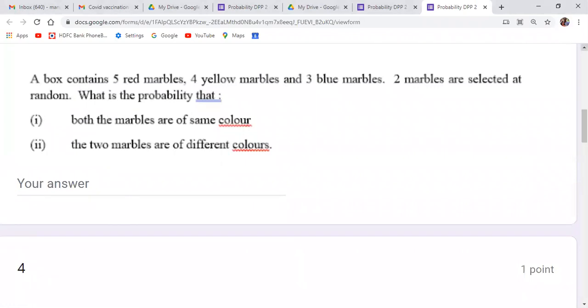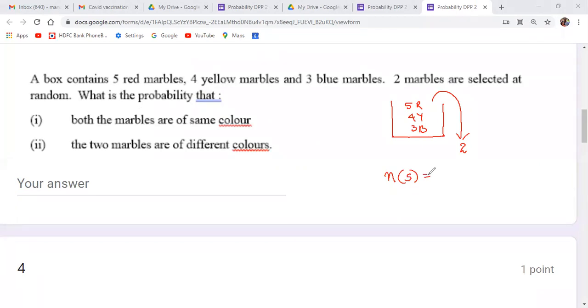Okay, read question number 3. Imagine the diagram. A bag has 5 red marbles, 4 yellow, and 3 blue. How many marbles are you selecting? 2. So first you will tell me n of S. N of S is 5 plus 4 plus 3.